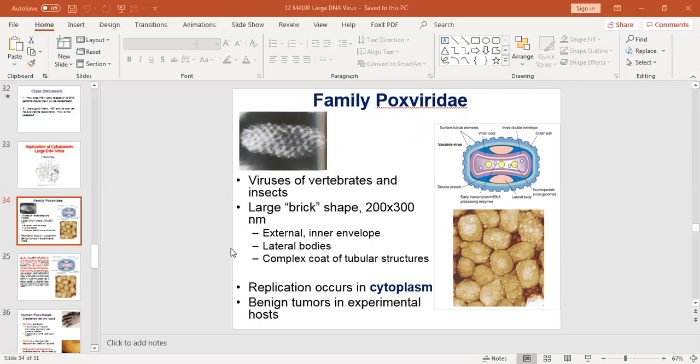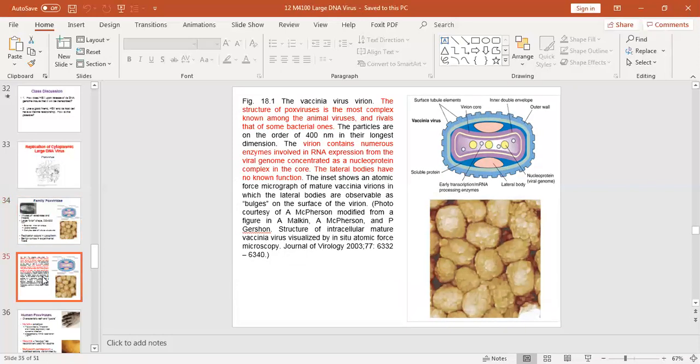The very unique issue about the Poxviridae family is that their replication occurs in the cytoplasm, as opposed to most of the viruses that we have studied so far, where the replication occurs in the host cell nucleus. The Poxviridae family of viruses are capable of causing benign tumors in experimental hosts as well. Slide number 35 is basically a depiction of the vaccinia virus variant that we just talked about.